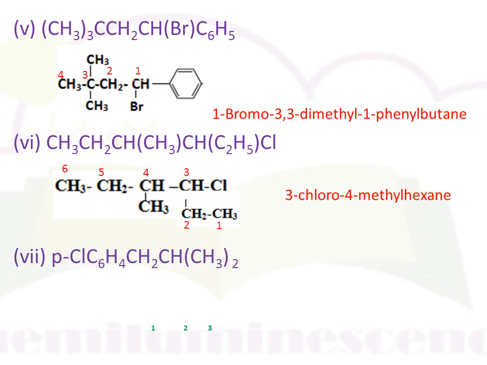The next compound is this one, p-Cl C6H4 CH2 CH(CH3) twice. Here again C6H4 is there. That means there is the presence of a benzene ring. So the open structure formula is this one, the benzene ring, which is disubstituted.